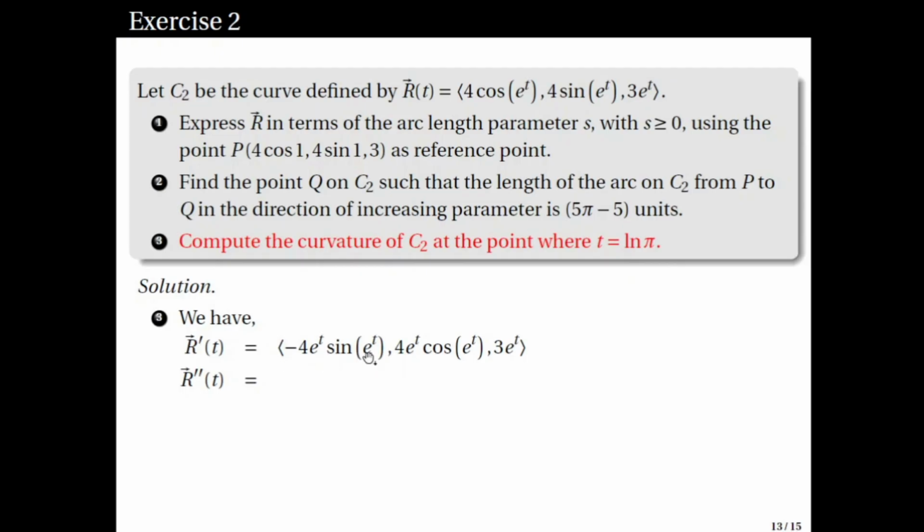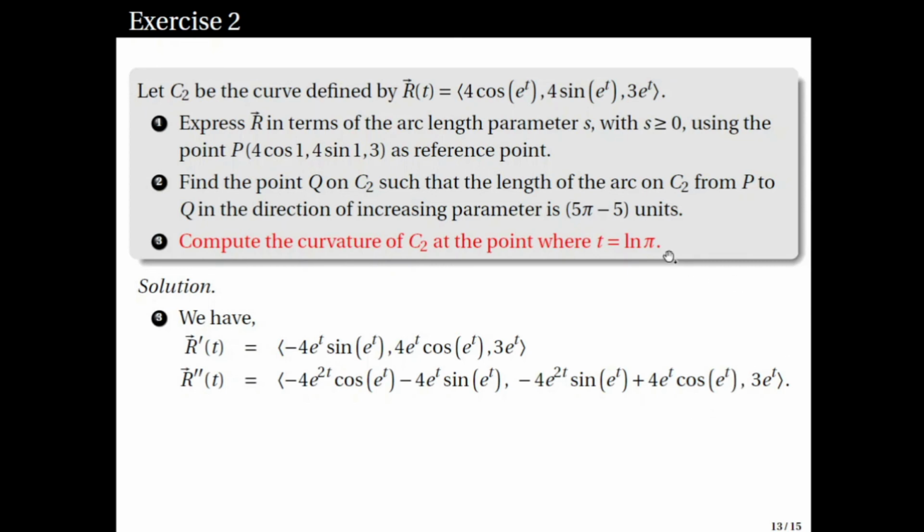Note here, this is a product of two functions, so you have to use the product rule to differentiate. And you should get this derivative. You'll do the same for the second coordinate, use the product rule again, and you'll get this derivative. Lastly, the derivative of t to the t is just itself again.